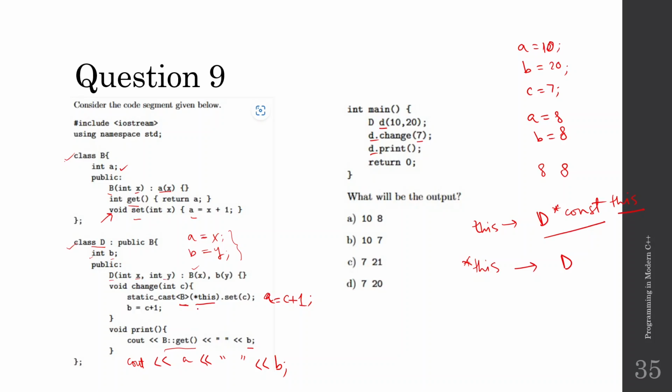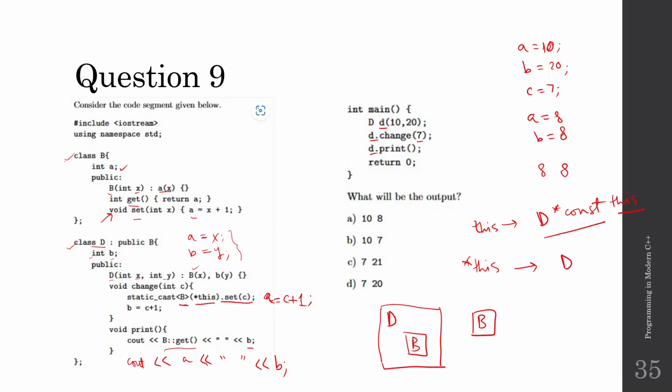Okay, so a new copy of B is created and the new copy's set function is called. So here we have a D object which contains a B object, as you all know. Now when I call the change function, a new B object is created, and in the new object the set function is called with the argument 7.